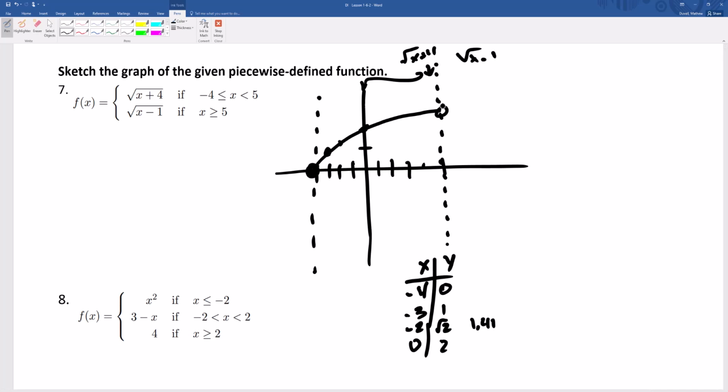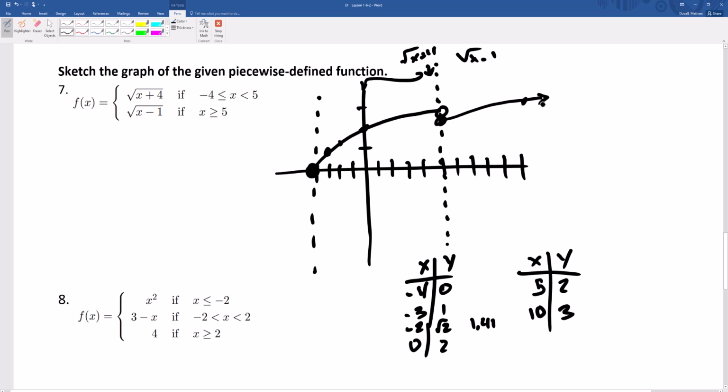And then the next one, if we start at 5, square root of 5 minus 1, that's 2. And then that's going to start here. And then pick some values like 10. 10 minus 1 is 9, square root of 9 is 3. It looks something like that.